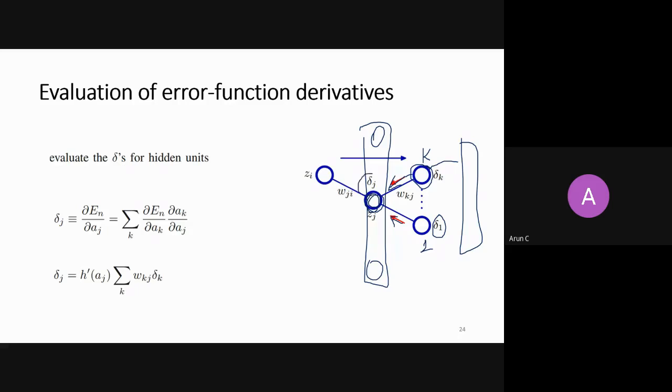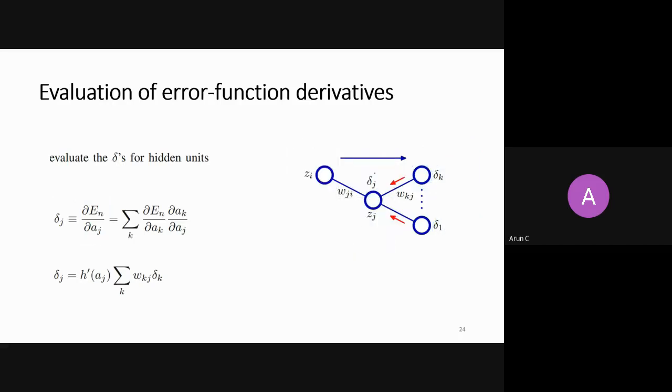So when you calculate delta j, it is nothing but a sum of the contributions. We will see how to calculate this. So let's see how to calculate the derivative of error with respect to aj, right? This is my aj, the input of this layer. I want to calculate the derivative of the error with respect to aj, which is going inside this.